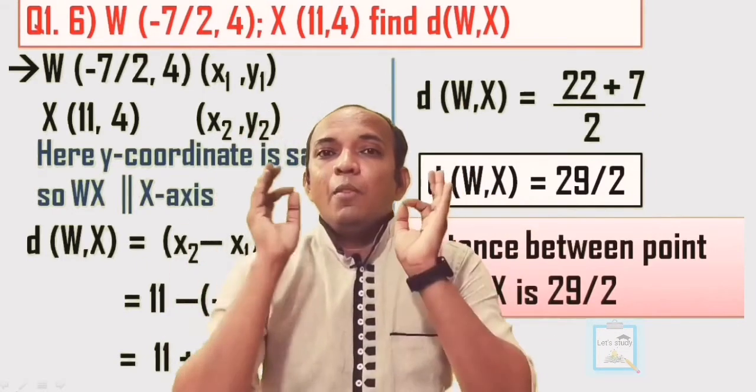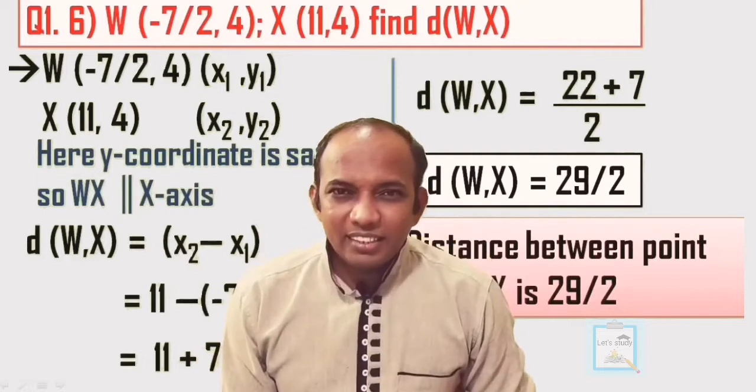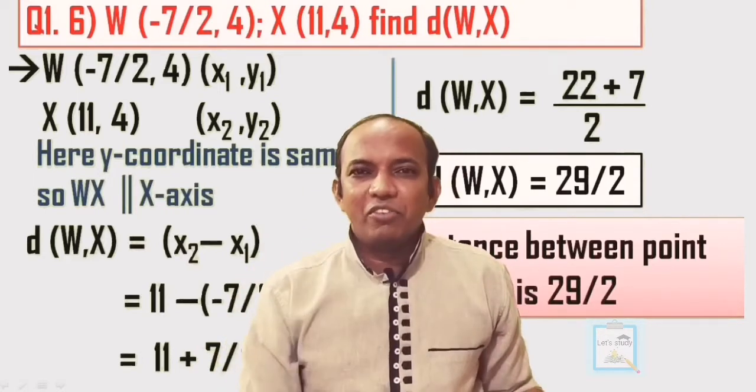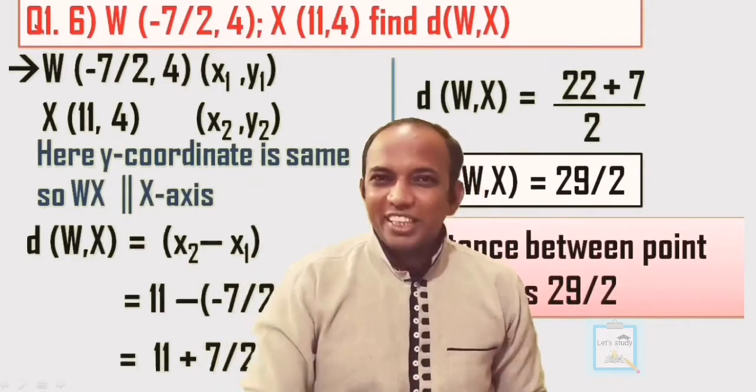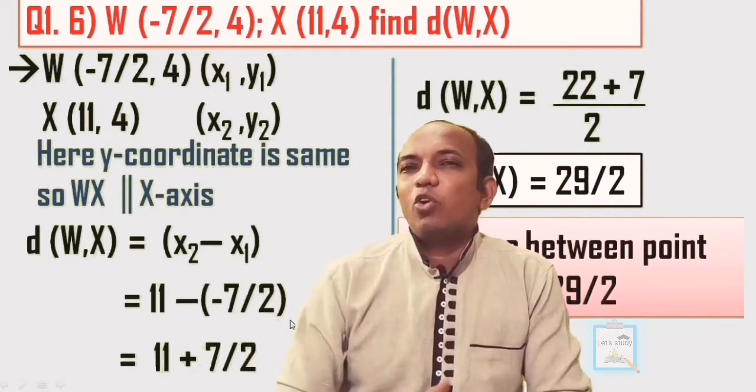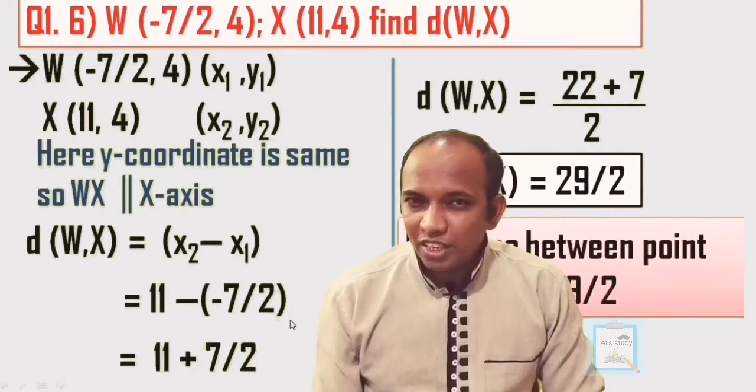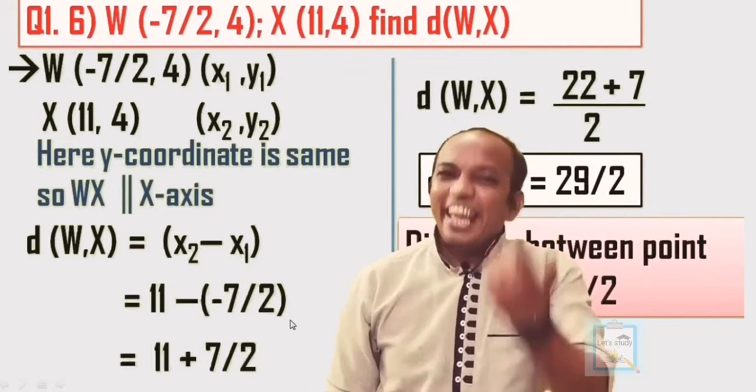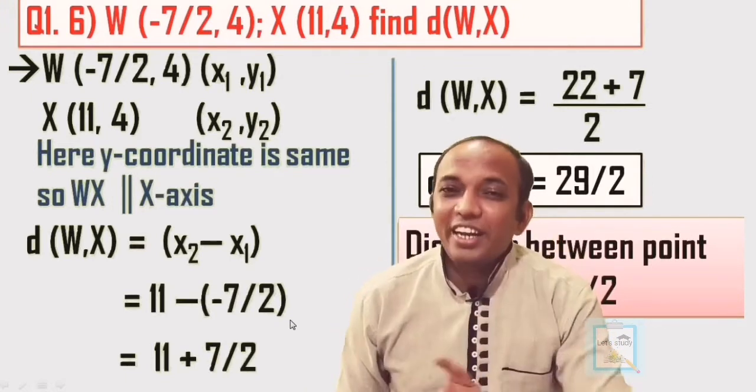Don't forget this part. Now, one more sum in the exercise that we have done previously can be solved with this method. Here the y coordinate was the same, but in that sum the x coordinate is the same. Yes, you are right, previously we have done it. So you can solve that sum also with this method.